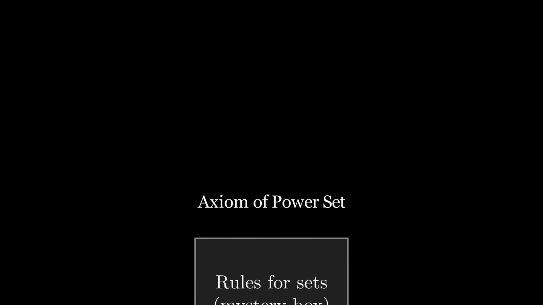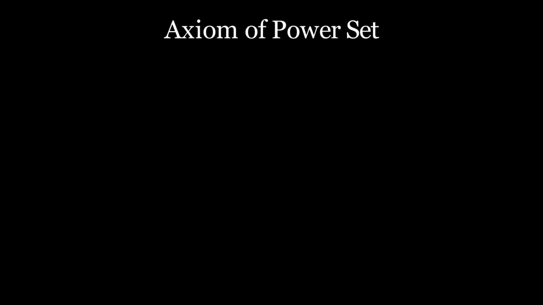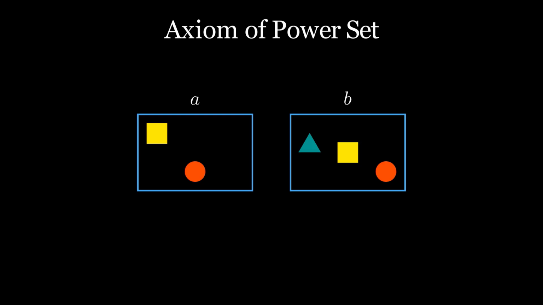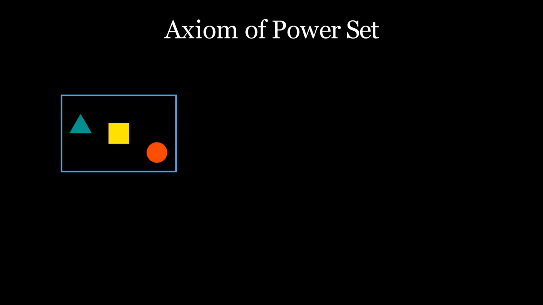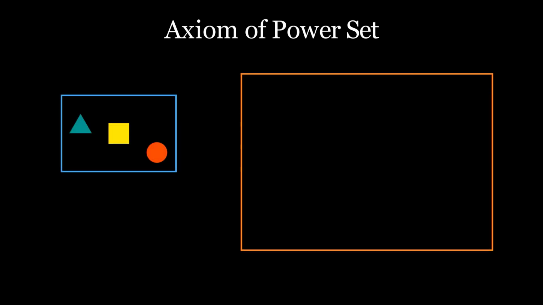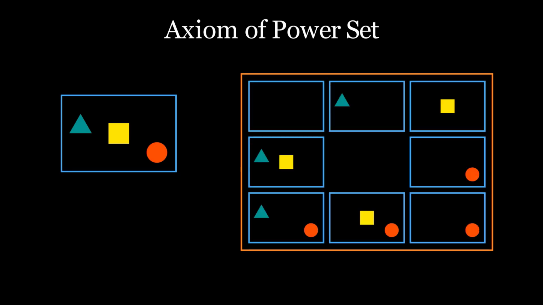Next, the axiom of power set. First, if A and B are sets, we say A is a subset of B if every element of A is also an element of B. The axiom of power set then tells us that given any set, we can form a new set which contains every subset of that set.